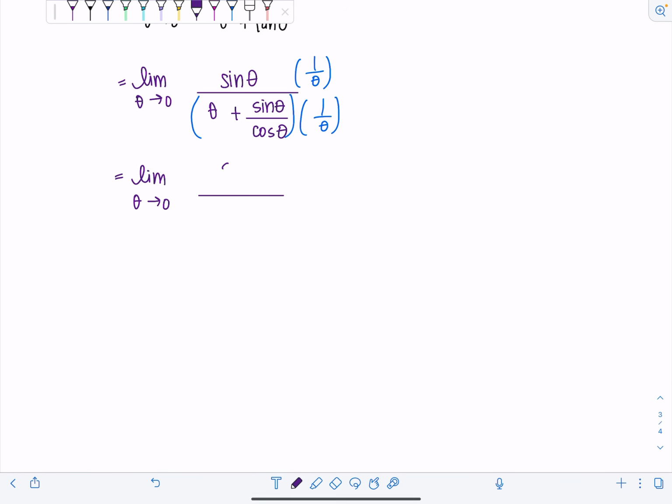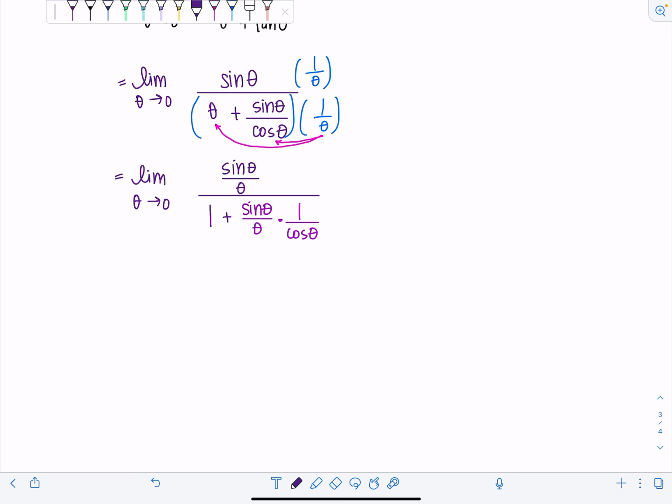In the numerator, I have sine of theta over theta. Don't panic, it's okay that we have a fraction in the numerator. And then when I distribute 1 over theta to theta in the denominator, that's just going to give me a 1. And when I distribute it to sine theta over cosine theta, watch how I'm going to write it. I'm going to write it as sine theta over theta times 1 over cosine theta. That way I'm ready to go and use my limit formula, yes?